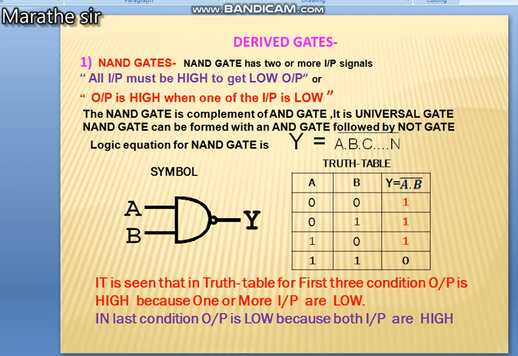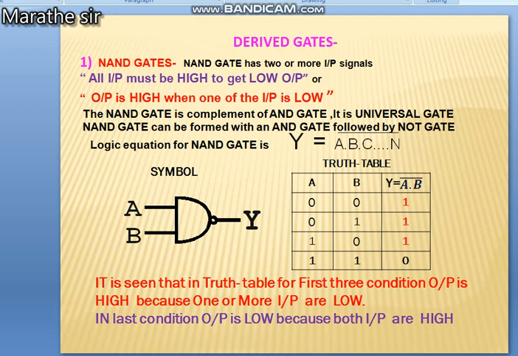As the name suggests, a NAND gate circuit has two or more input signals. Its logical statement is that all inputs must be high to get a low output. That means all its inputs must be high to get a low output, or the output is high when one of the inputs is low. That is the logical statement or definition of the NAND gate.